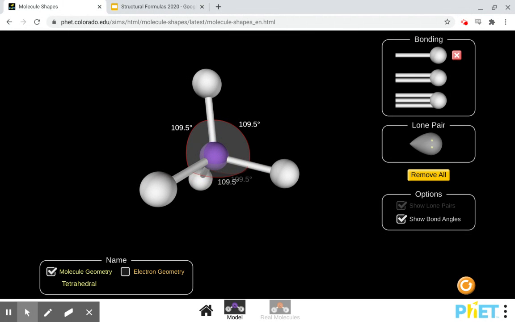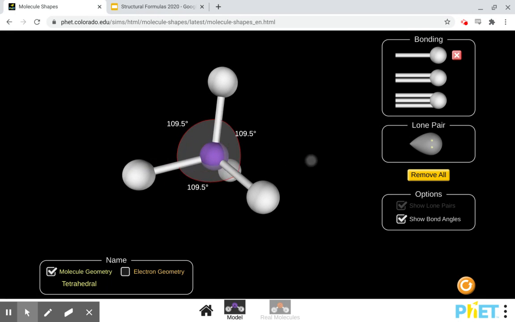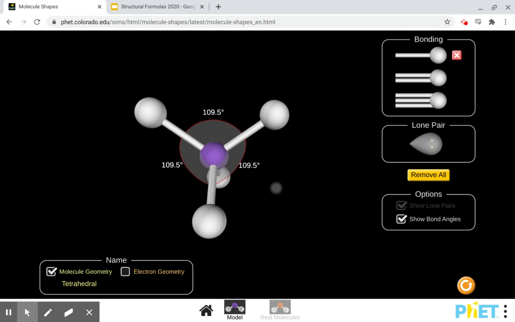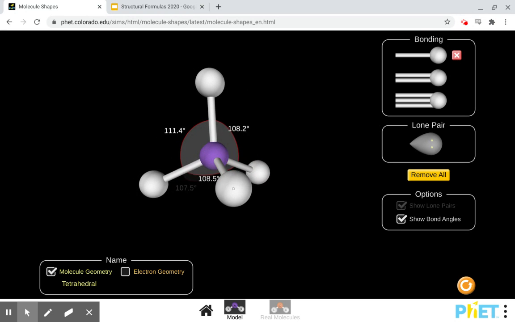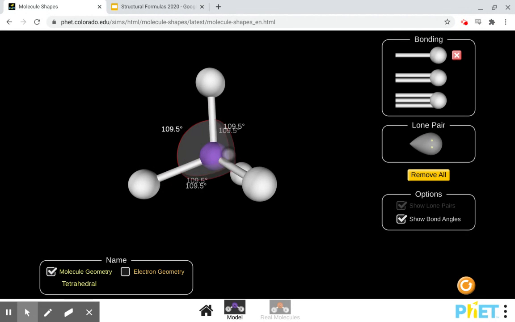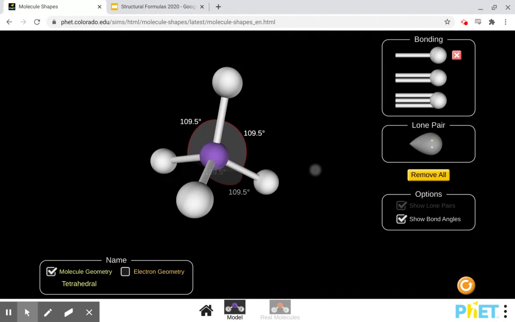Now, you can make shapes where you add more than 4 things to the central atom, but that violates the octet rule. And we're not going to talk about octet rule violators in this class. So just ignore the fact that that's a thing. What we are going to consider is the effect of adding lone pairs.